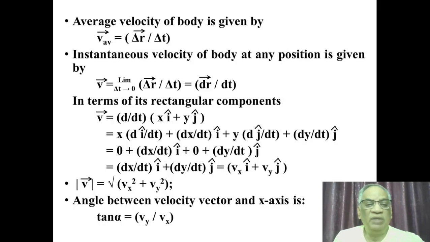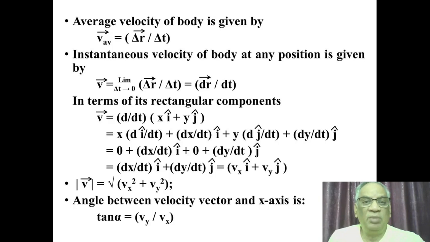So the average velocity of the body is given by v average is equal to delta r bar by delta t, and the instantaneous velocity of the body at any position is given by v bar is equal to limit delta t tends to 0 of delta r bar by delta t. That can be represented in differential form as dr bar by dt.